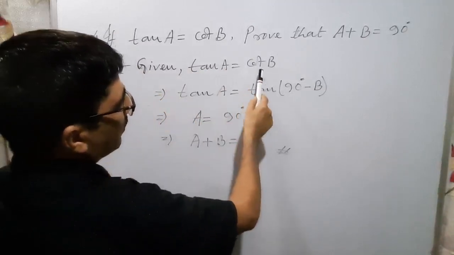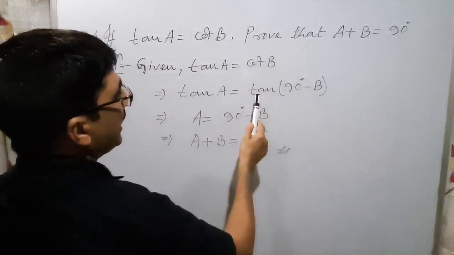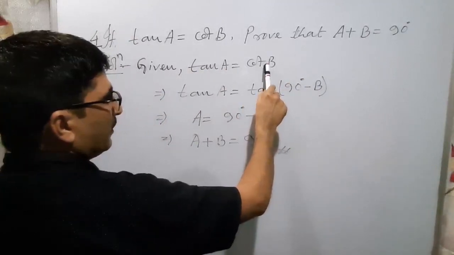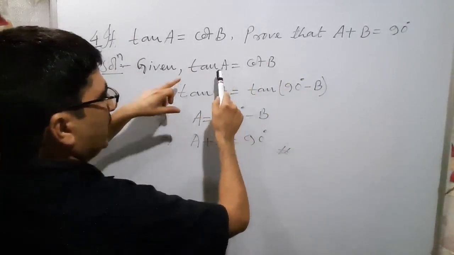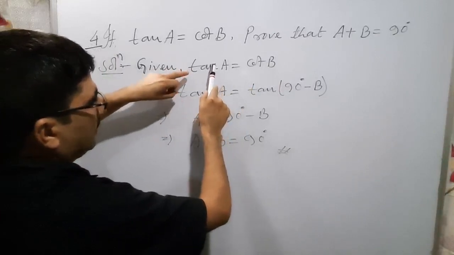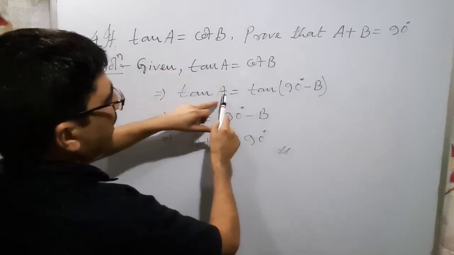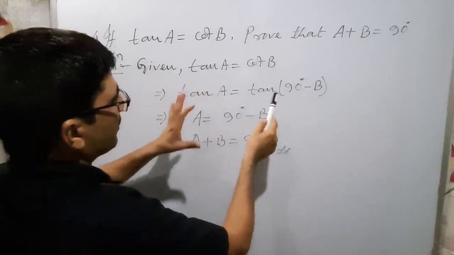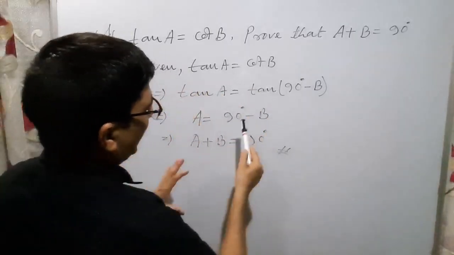So I tried for the second one. Cot b you can write as tan 90 minus b. Tan 90 minus b is what? Cot b. Instead of doing this, you could have done this one, cot 90 minus a also you can do. The same result will come, no problem. But I like to change to tan, I like to make a tan actually.